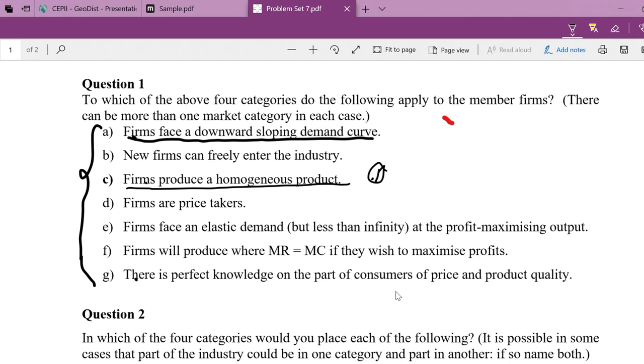Now, firms will produce where MR equals MC if they wish to maximize profits. Remember the thing I told you last week? For this rule, where does it apply? Which categories? All of them, yeah, exactly. I told you all of them. This is the only thing that applies to all the firms in all categories. See, you guys just need to sit and think a little bit. You remember them. And this will be in the exam usually.